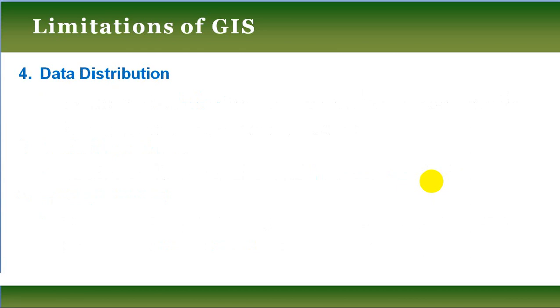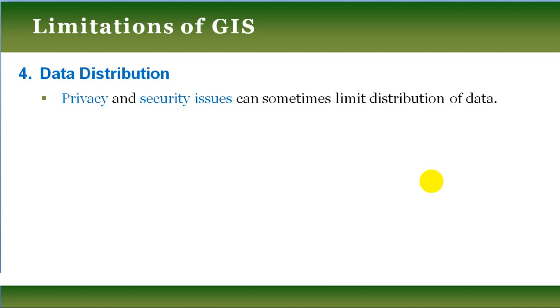Then the data distribution: due to central government and state government restrictions, a lot of legal barriers are there. So GIS data distribution is still very strict. Privacy and security issues can sometimes limit distribution of data. GIS data is sensitive data, we may consider. For certain regions, for certain territories, you will not at all share the GIS data freely.